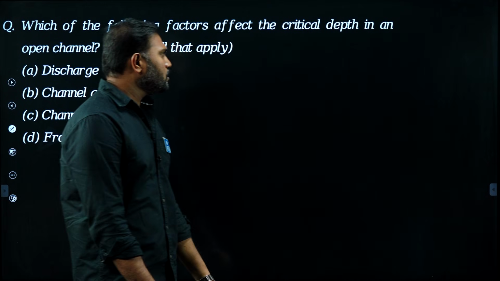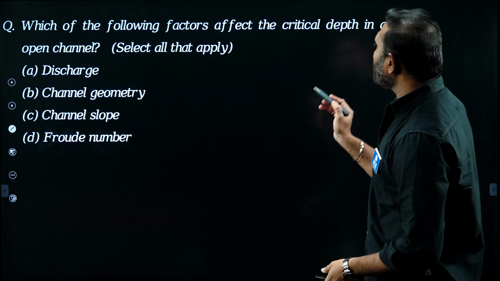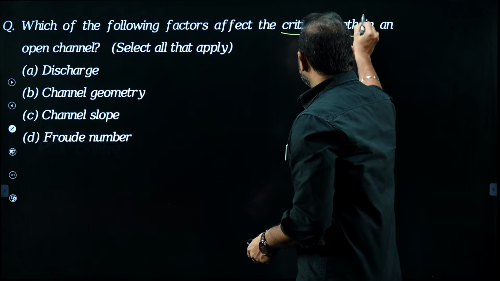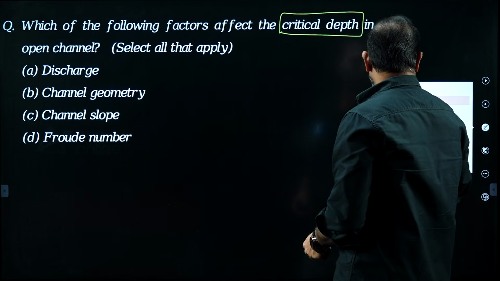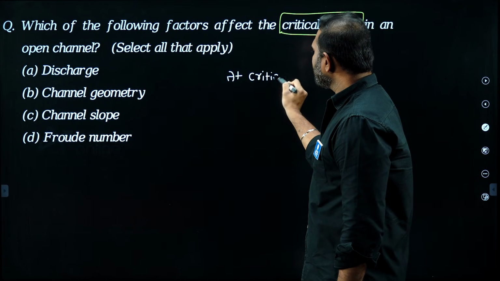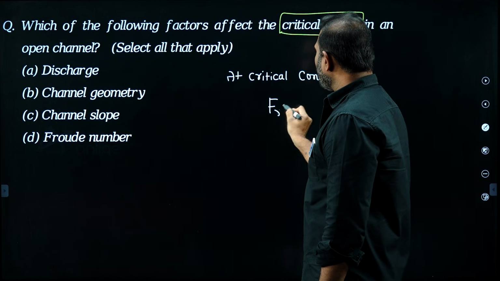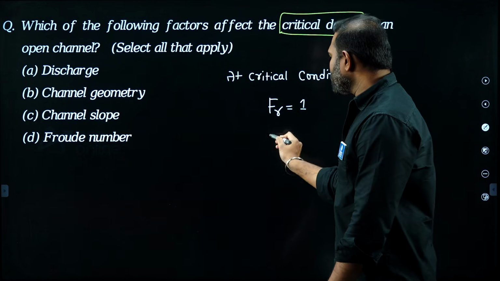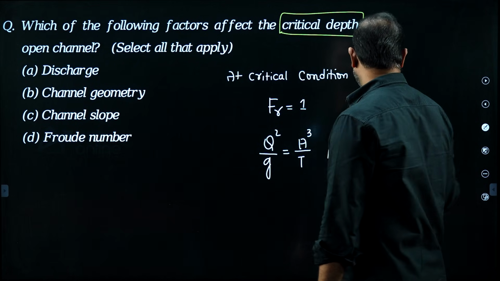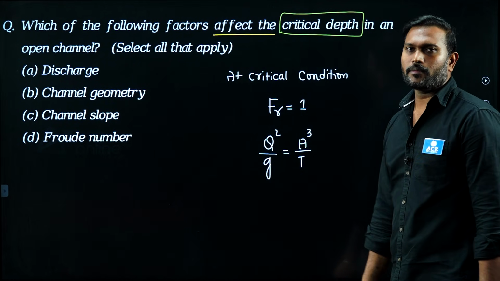Okay. So now, let's see one more question with respect to MSQ itself. Which of the following factors affect the critical depth in an open channel? So it's about the critical depth. Now, if you want to understand this, at a critical condition, Froude number Fr is equal to 1. And what is the critical flow condition? Q square by g is equal to A cube by T. Right? Now, which of the following factors affect the critical depth in an open channel?